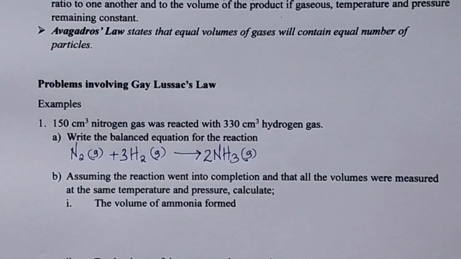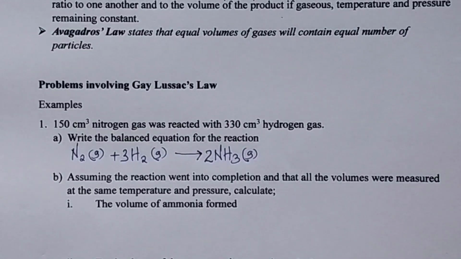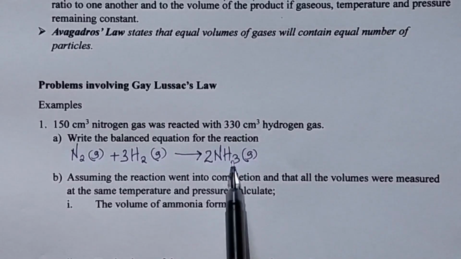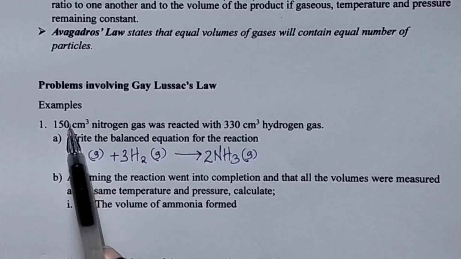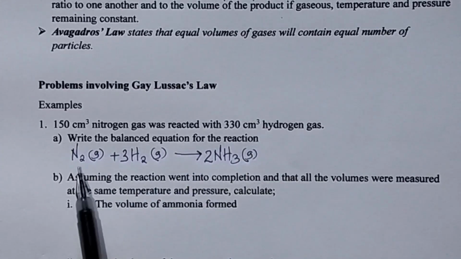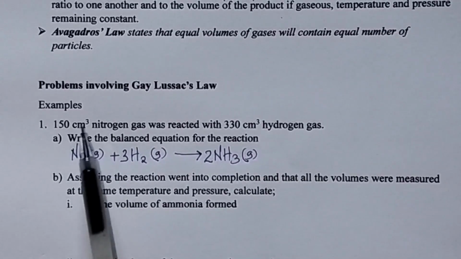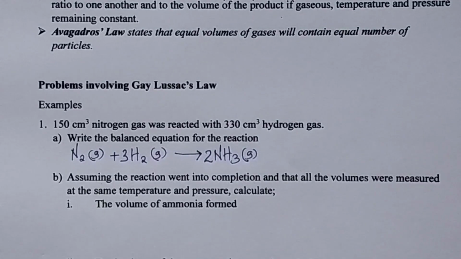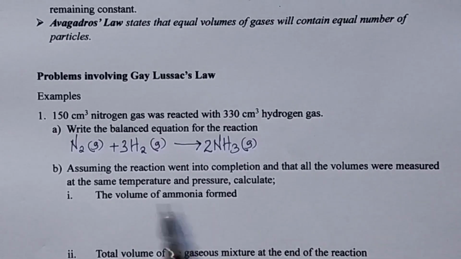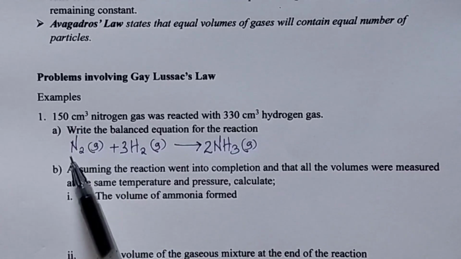Part B, we are told, assuming the reaction went to completion and that all the volumes were measured at the same temperature and pressure, we are asked to calculate, Roman 1, the volume of ammonia formed. Here we are given the volume of nitrogen gas to be 150 and that of hydrogen gas to be 330 cm³. But if you check the mole ratio, it is 1:3:2. So that means nitrogen and hydrogen, one of them was in excess. The one that was in excess is nitrogen gas, because the mole ratio for nitrogen to hydrogen is 1:3.